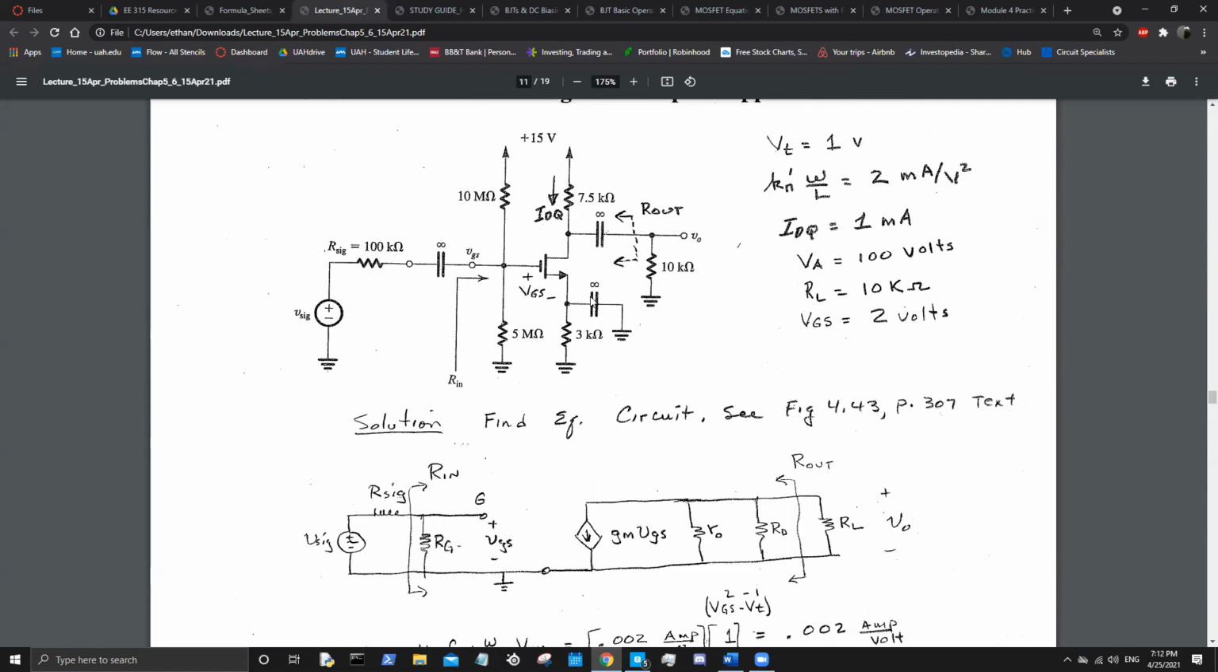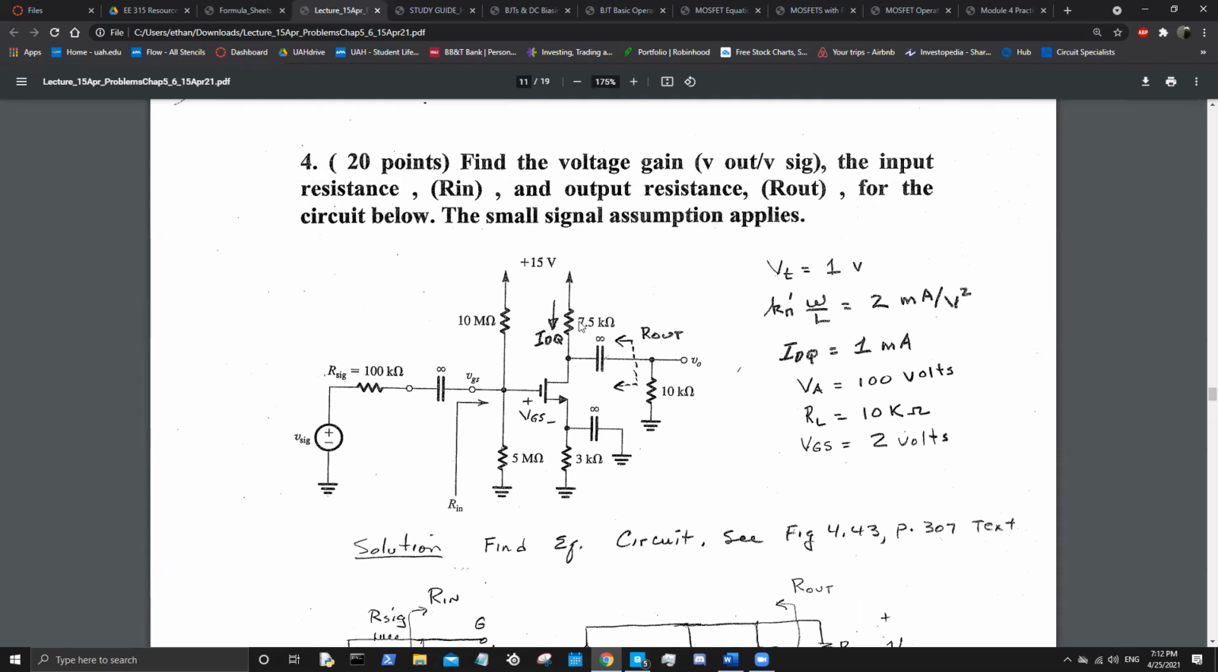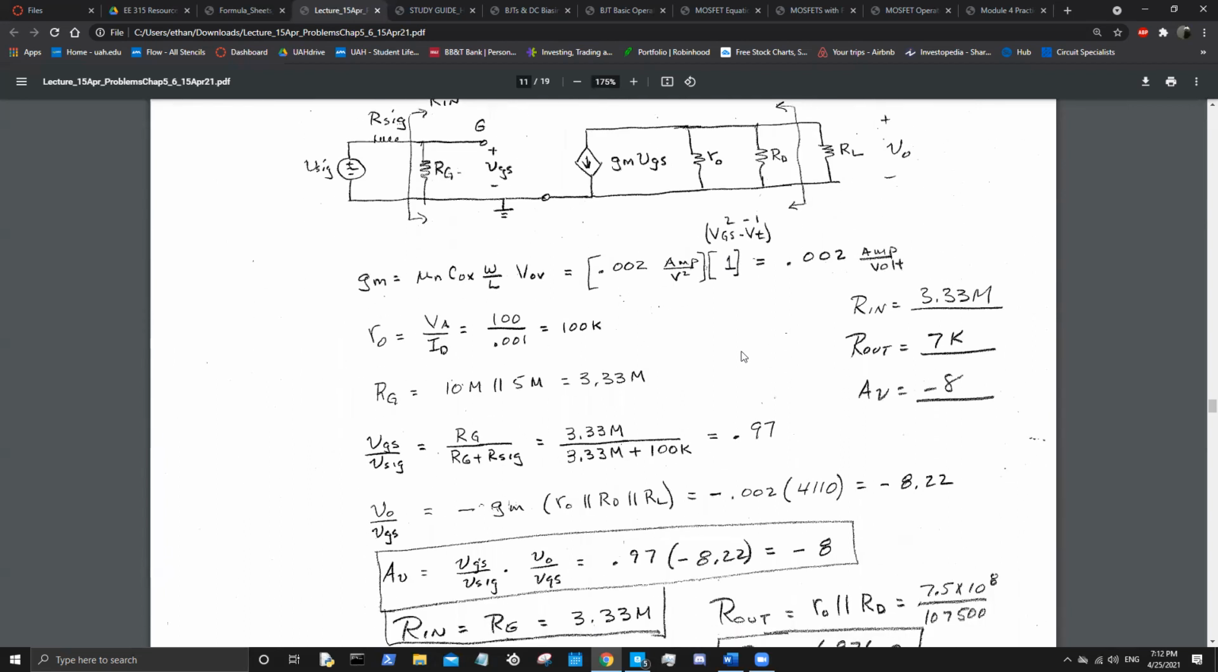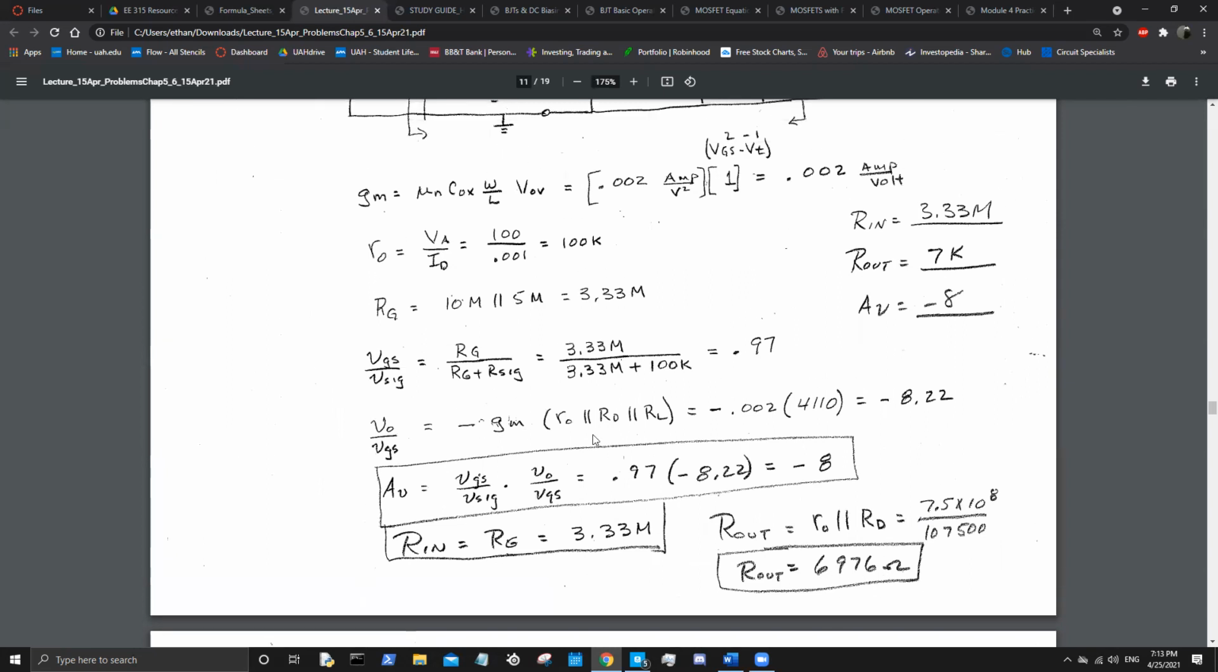Wait a second. This is 7K. R out is 7K, 7.5. Why did we lose that? If you solve for a different, oh, it's over here. You do R0 in parallel with RD and you get almost 7K. All right, I get that.